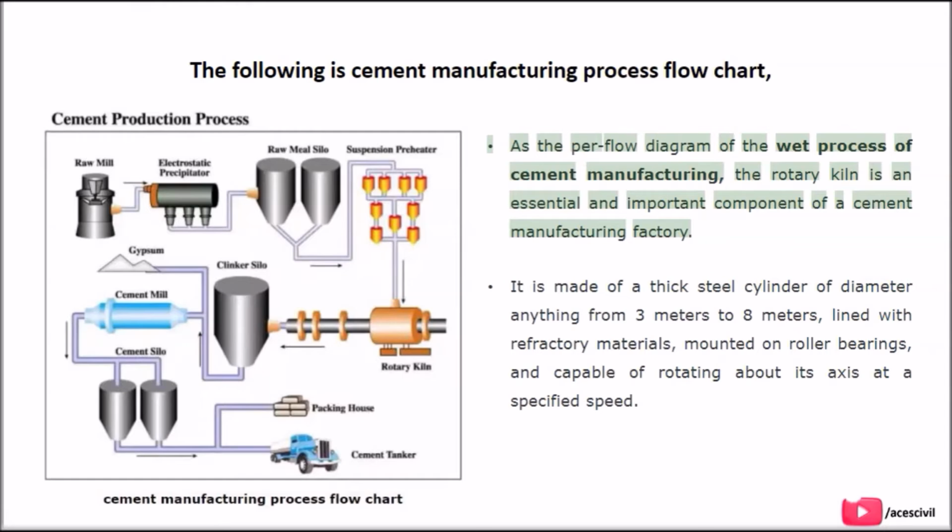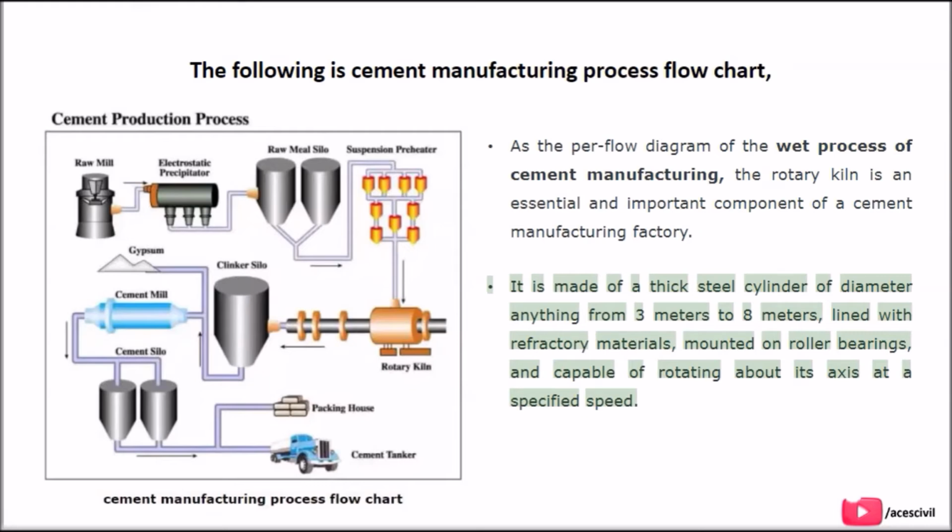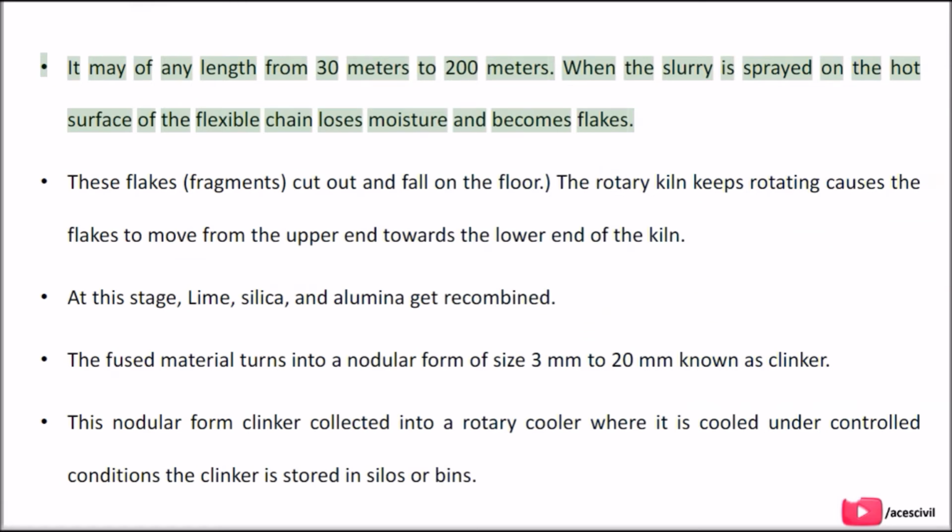As per the flow diagram of the wet process of cement manufacturing, the rotary kiln is an essential and important component of a cement manufacturing factory. It is made of a thick steel cylinder of diameter anything from 3 meters to 8 meters, lined with refractory materials, mounted on roller bearings, and capable of rotating about its axis at a specified speed. It may be of any length from 30 meters to 200 meters.